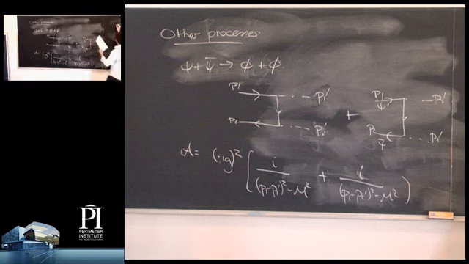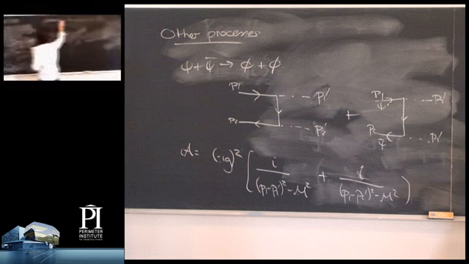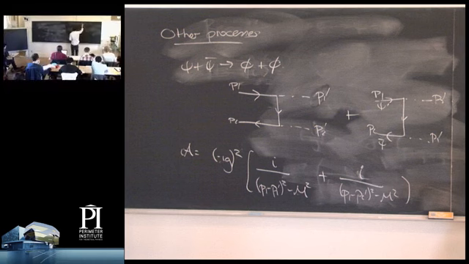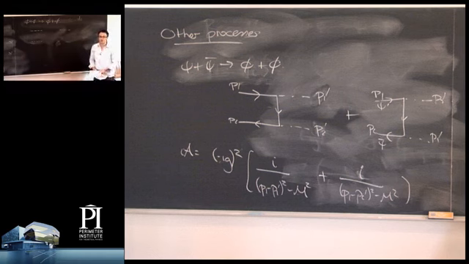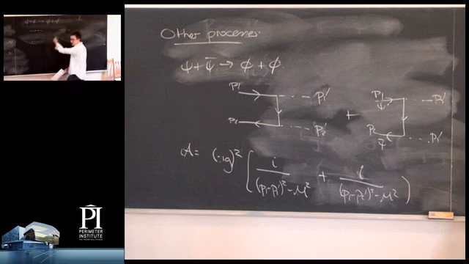Another process is meson scattering. 2 mesons, those are 2 mesons. The kind of diagrams we can draw for this are a little more complicated now. So we have 2 mesons coming in, and 2 mesons going out. So who can think of what the simplest diagram we can draw is that connects 2 mesons to 2 mesons, other than just connecting lines?